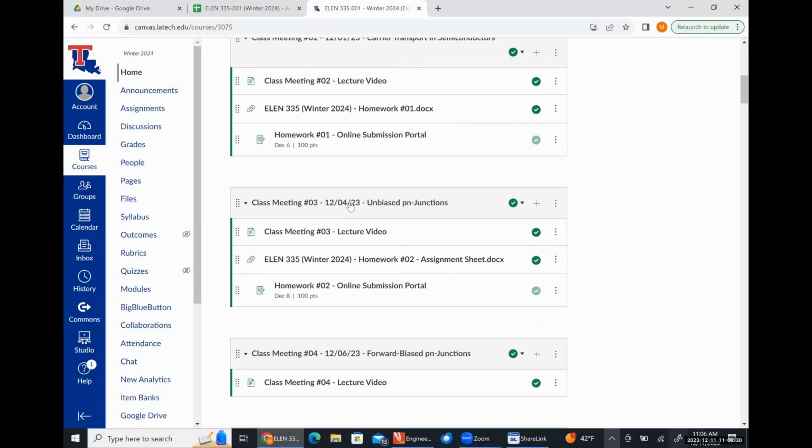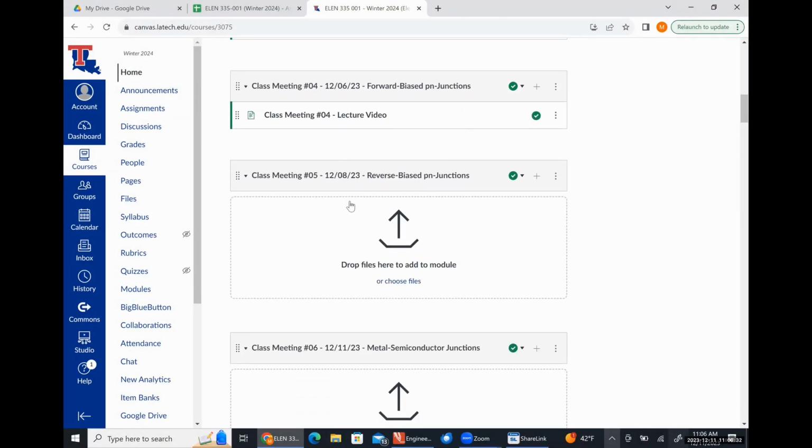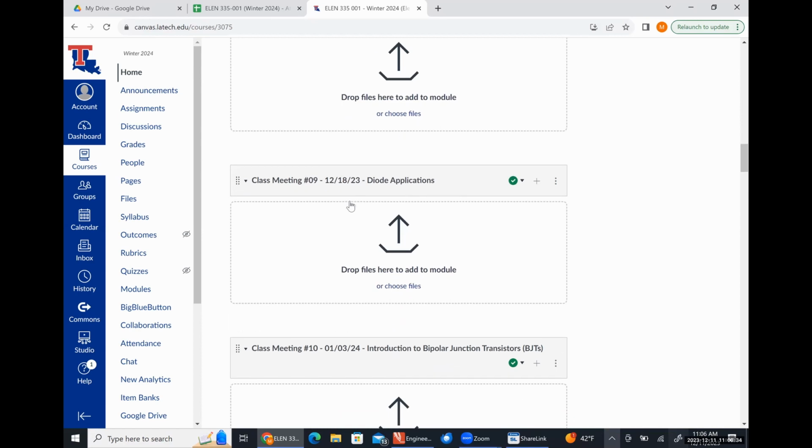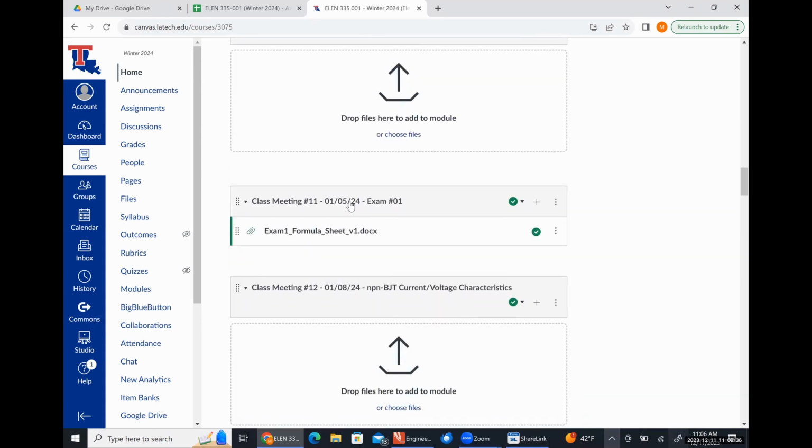Gabriel had asked me previously if we were going to get an equation sheet for exam one, and I told him I would look into it. I found an old equation sheet that I've used previously, so I've gone ahead and uploaded that.